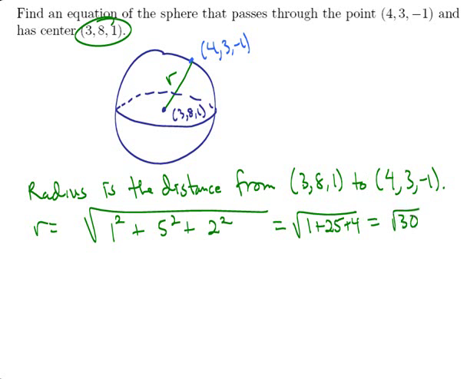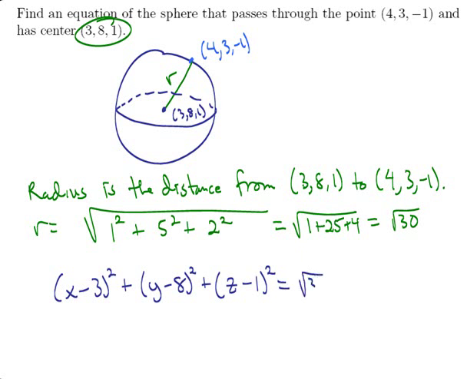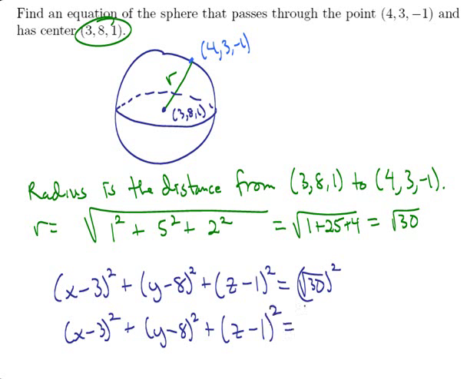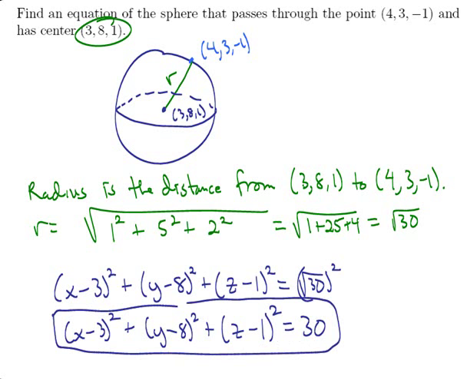And so the equation of our sphere, then, is going to be x minus the x-coordinate of our center, which is 3, that quantity squared, plus y minus the y-coordinate of our center, which is 8, that quantity squared, plus z minus the z-coordinate of our center, which is 1, that quantity squared. That has to equal the square root of 30 squared. And of course, we could write that as (x - 3)^2 + (y - 8)^2 + (z - 1)^2, and the square root of 30 squared is 30. So there is the equation of the sphere.